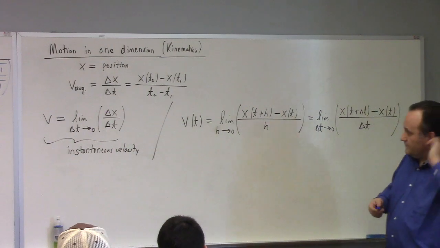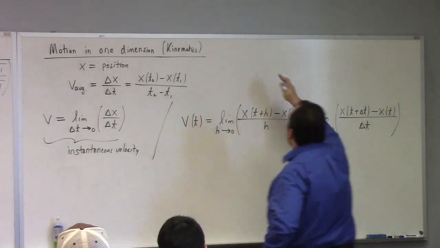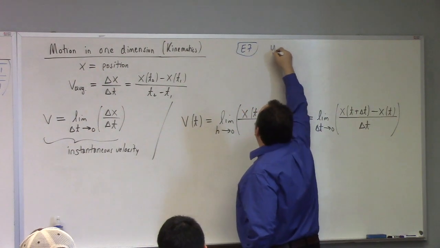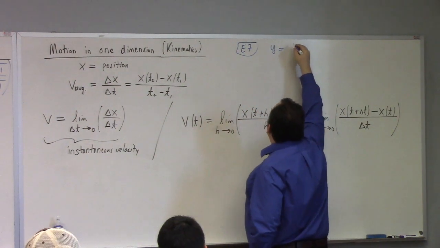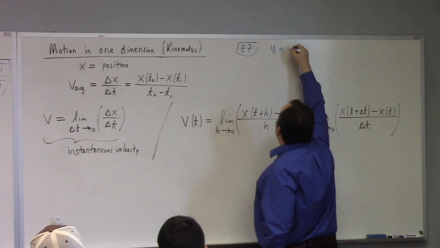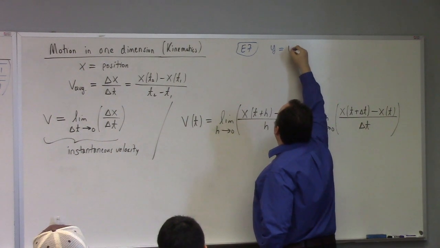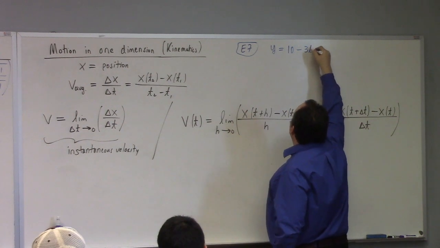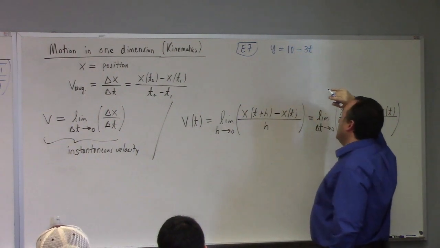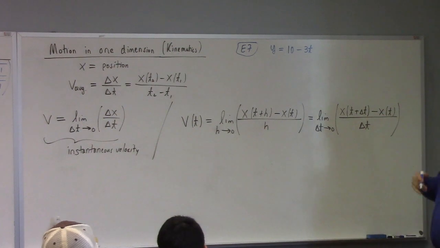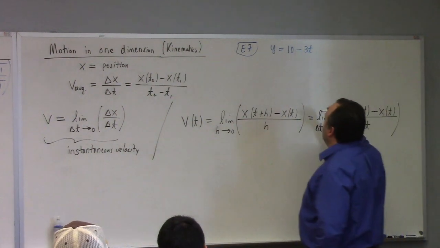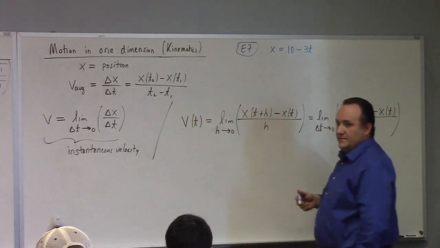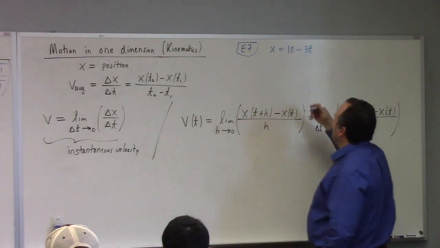Let's see here. A simple example might be this. Suppose you've got y is equal to 10 minus 3t. You could calculate the velocity of this thing. I guess I should have put an x there. I've been using x for everything else. Let me not be weird. X. There you go.